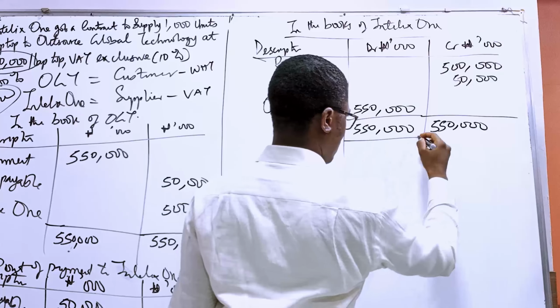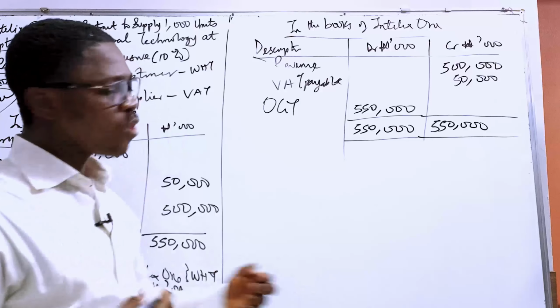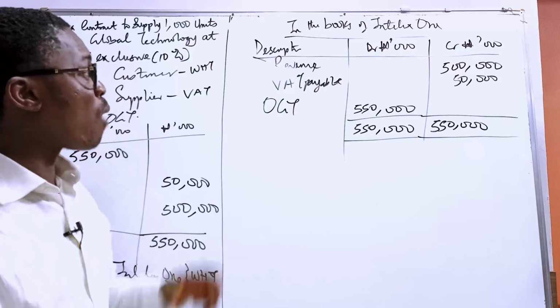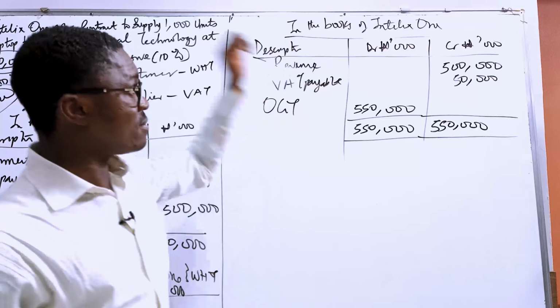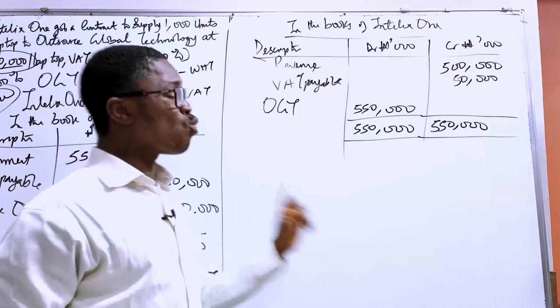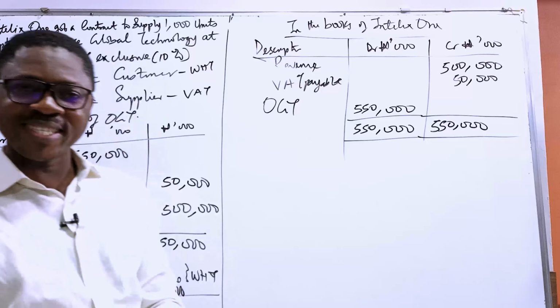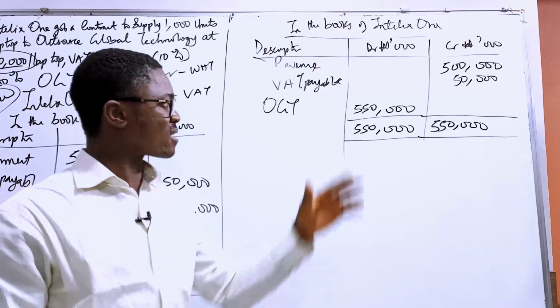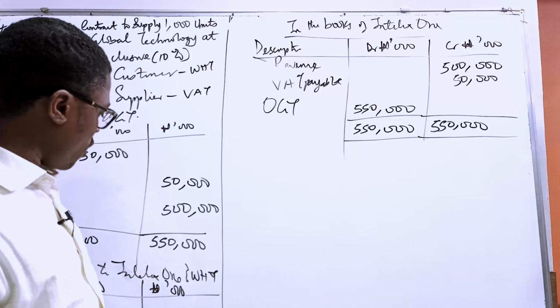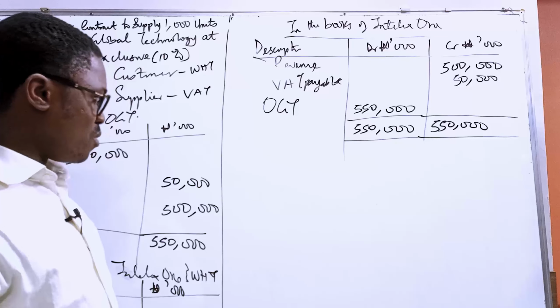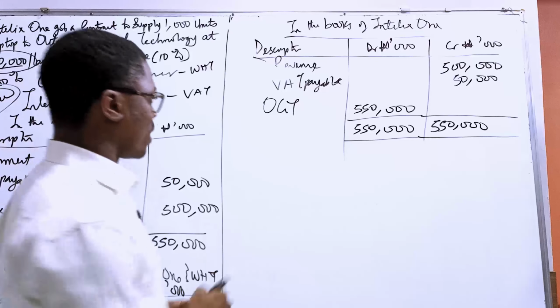Now, OGT is the agent of the government to withhold tax. That now simply means that whatever Intellix One gets from OGT will be 50 million naira less. Why? Because OGT is the agent of the government to withhold tax. Now we go to the accounting entry at the point where OGT makes the payment to Intellix One.